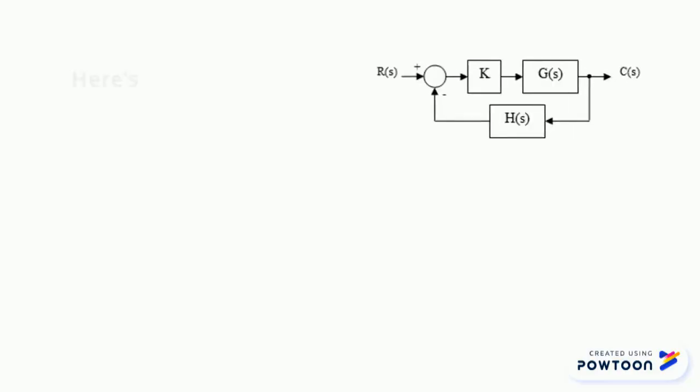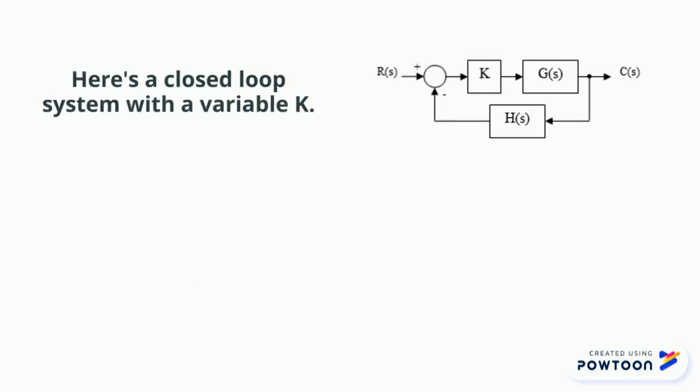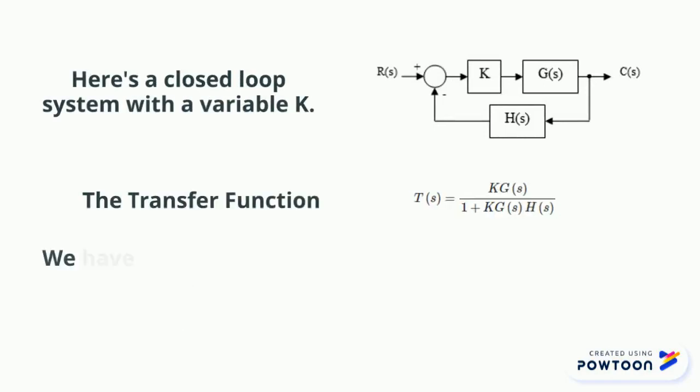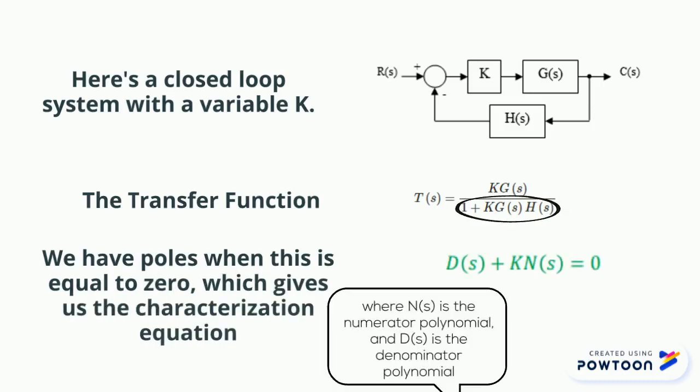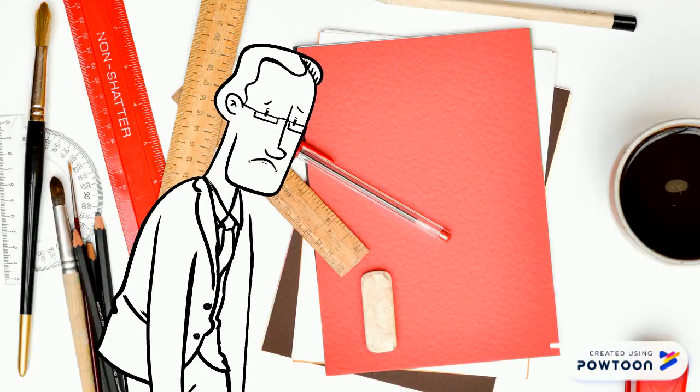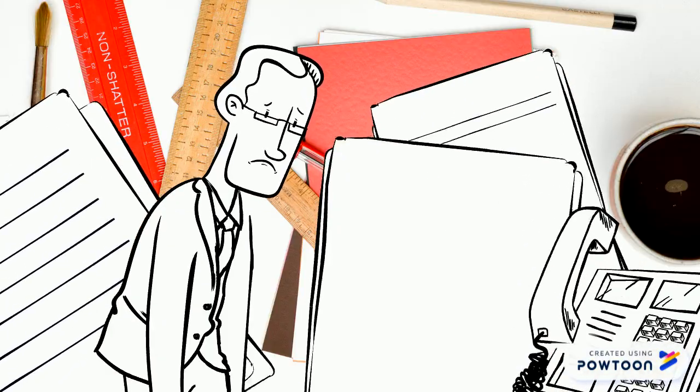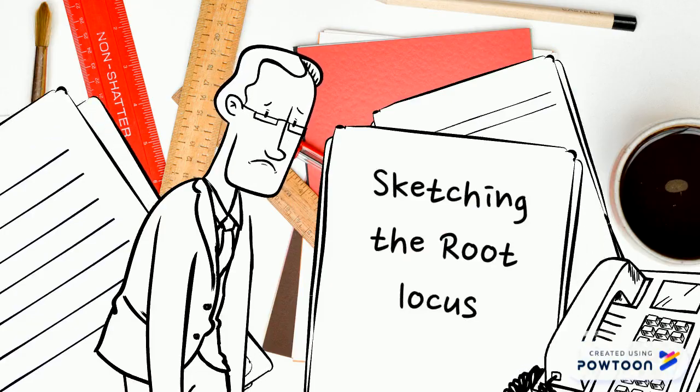Here is a closed-loop system with a variable k. The transfer function of this system is shown. We have poles when the value in the circle is equal to 0, which gives us the simplified characteristic equation shown. Now we will start with the real stuff, with sketching the root locus.